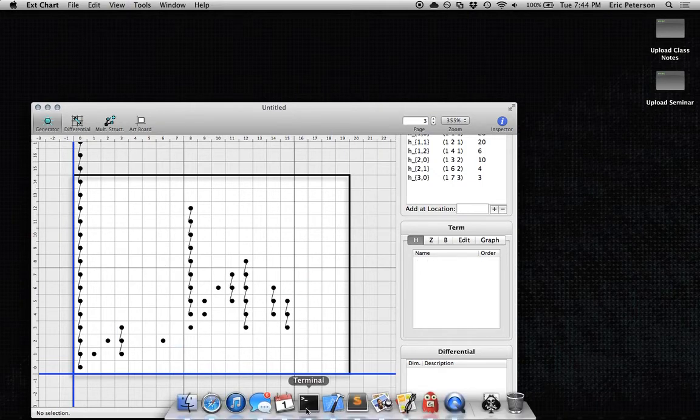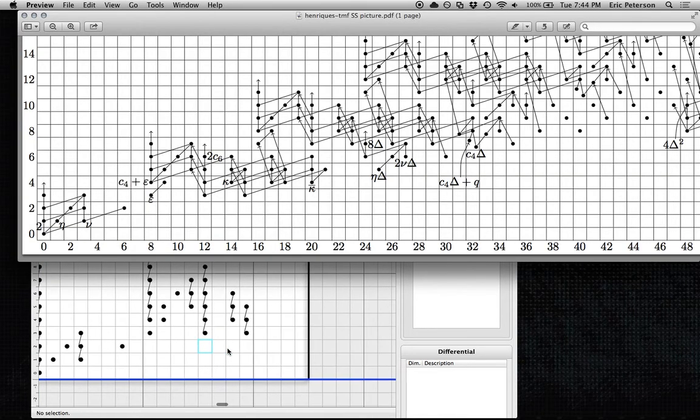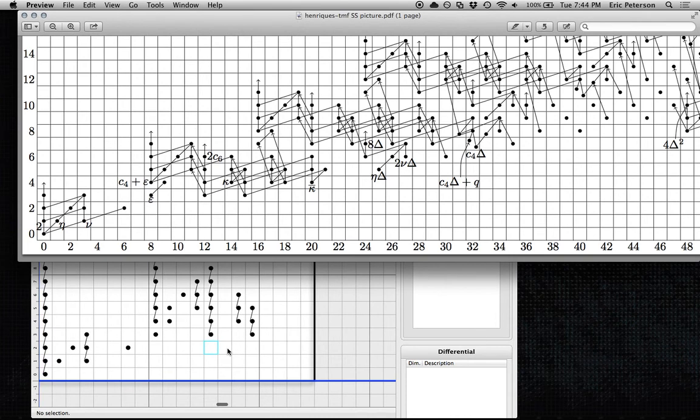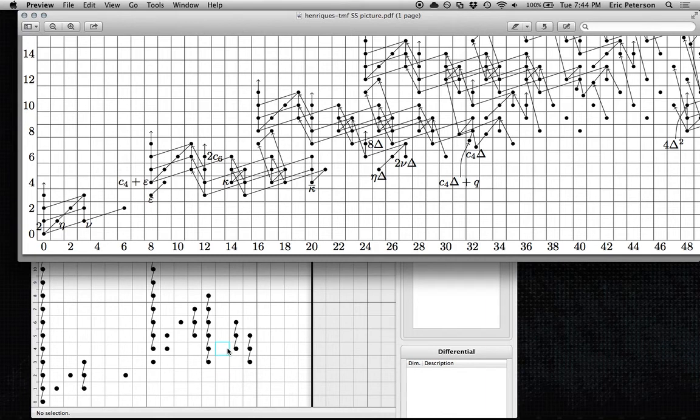So here's a pre-prepared computation of the spectral sequence out through degree 15. So you can see that all of the dots match up. This is Andre Enriquez's picture of the actual atom spectral sequence.